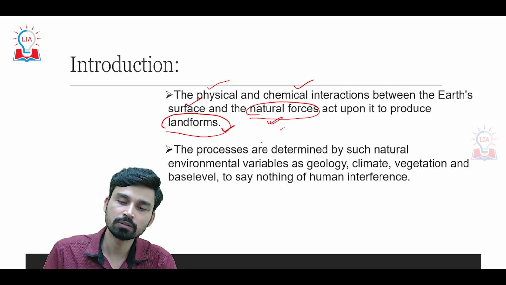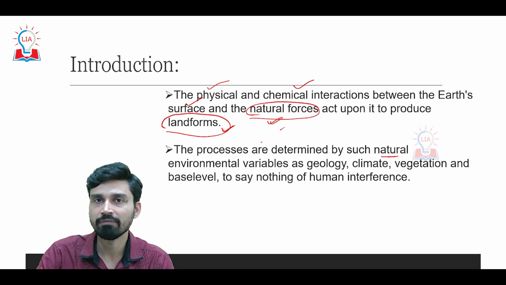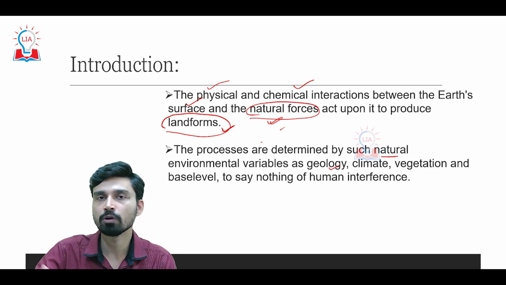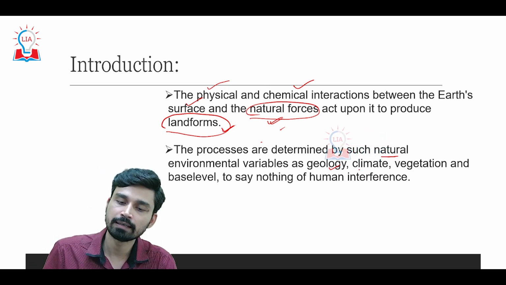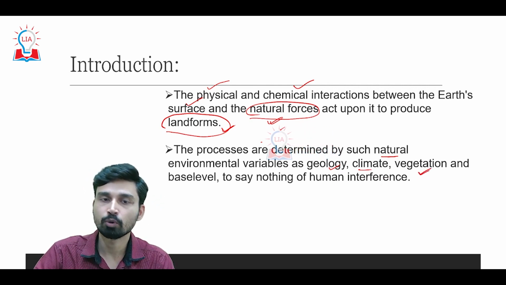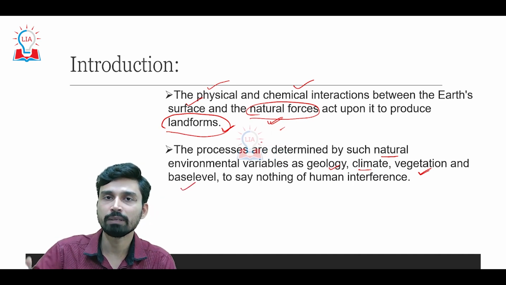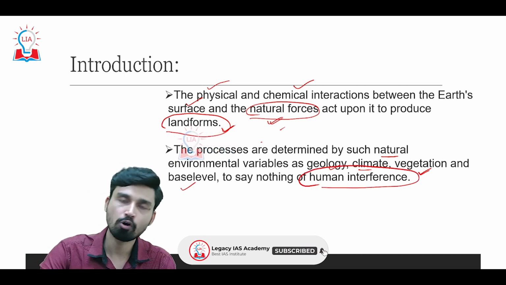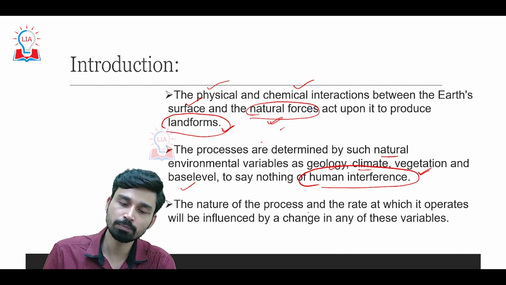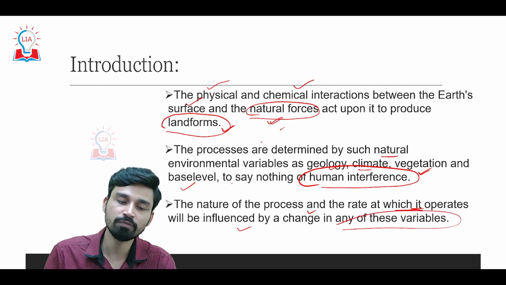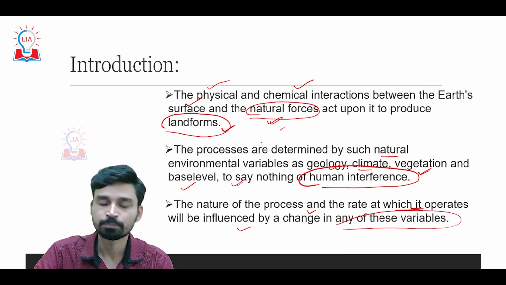The processes that occur on the Earth's surface and their effect or impact are determined largely by a lot of environmental and natural variables. Examples of these variables are geology, that means the overall topography and rock structure of that particular area of the Earth, the climate persisting in that part of the Earth, the natural vegetation that is growing there, the base level, that means the height of that region from the sea level, and also human interference. To a large extent these are responsible for causing changes on the Earth's surface. So the nature of the process and the rate at which it operates will be influenced by change in any of these variables that we have discussed right now.